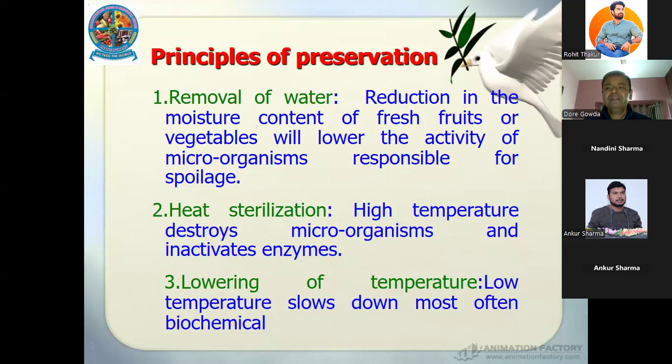Then heat sterilization. When you are doing canning, you prepare a fruit juice, then boil it, then put it into a can and exhaust it, seal it. After sealing, again we boil that can at high temperature so that whatever microbes may be left inside and on the surface of the cans will also get killed, so that our product will not get spoiled unless the can is cut open. Then lowering of temperature, as I said, slow storage in the refrigerator.